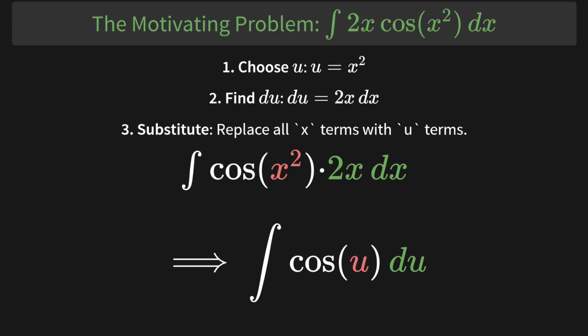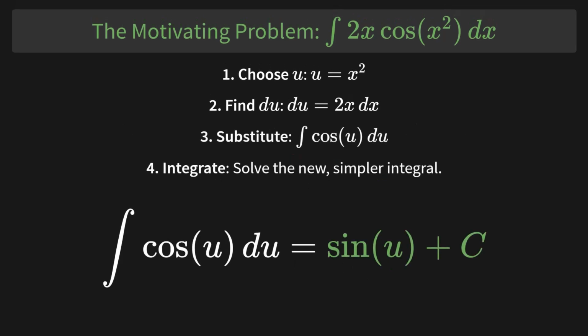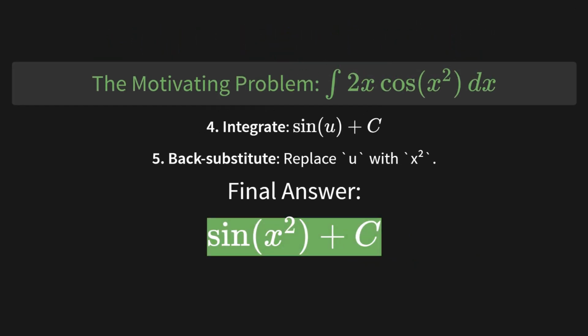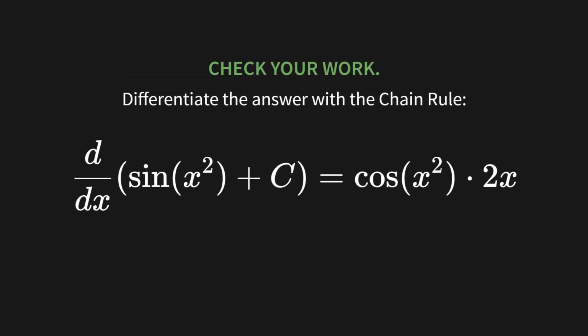Step 4. Integrate. Now you solve the new, simpler integral. The integral of cosine of u du is just sine of u plus c. We know that one. And finally, step 5. Back substitute. The original problem was in terms of x, so our answer has to be too. Just replace u with what it was, x squared. Final answer, sine of x squared plus c. And you can always check your work.